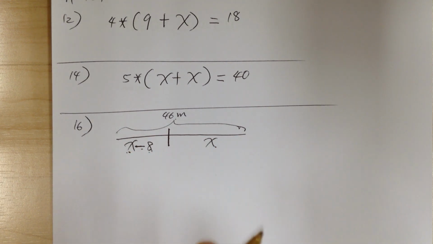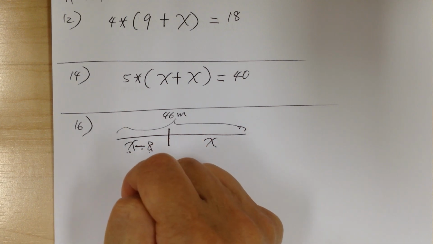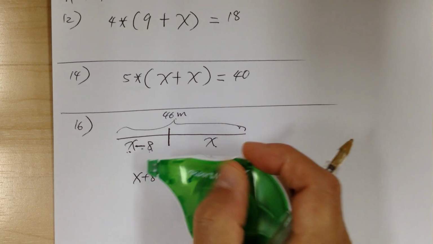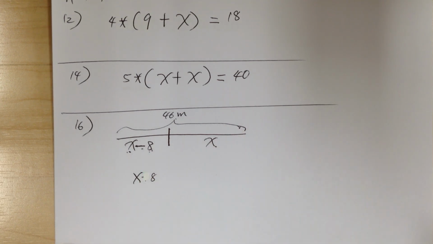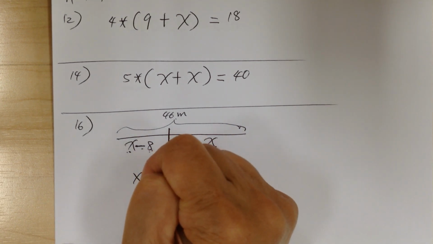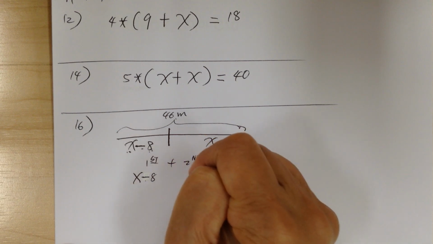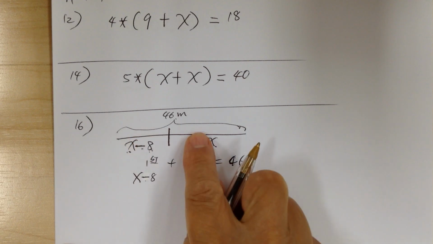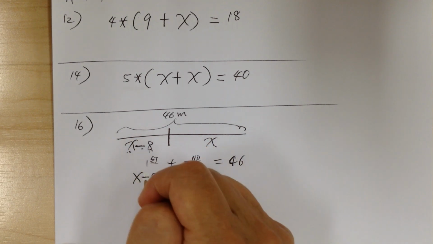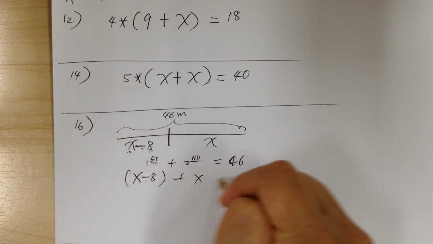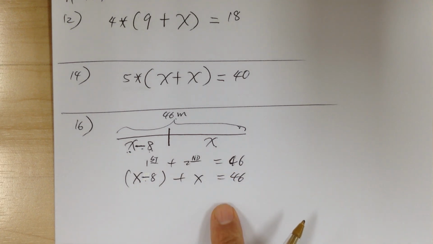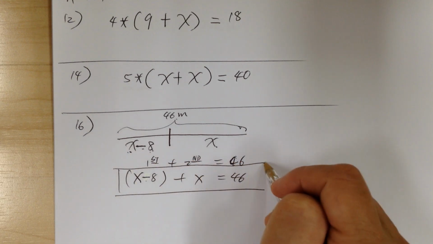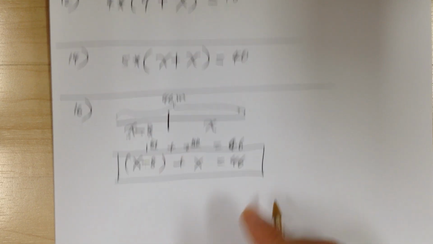By looking at this picture, you can see that the equation you need is the first piece plus the second piece equal to 46. So you're going to get x minus 8 plus x equal to 46. So sometimes you have to draw your picture to visualize it, to get the equation.